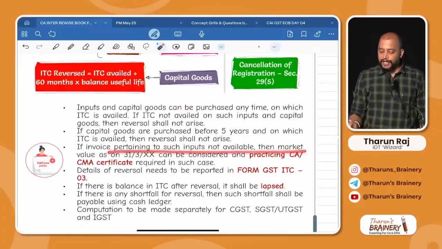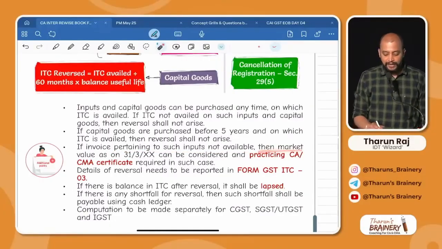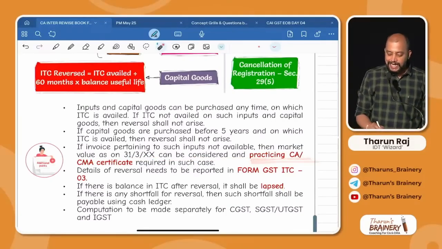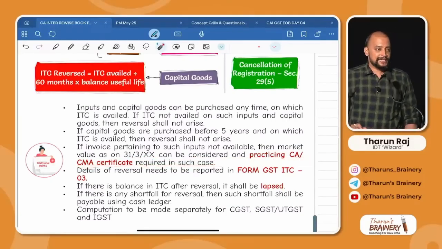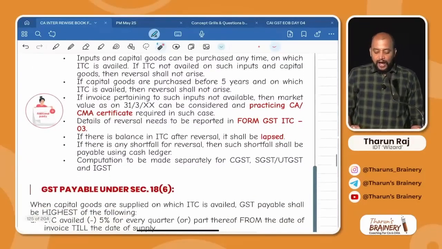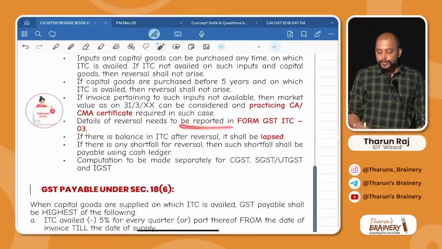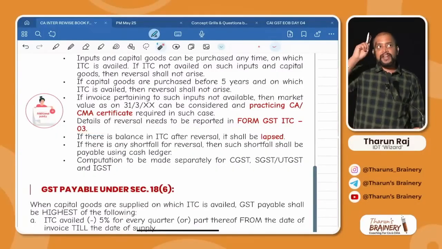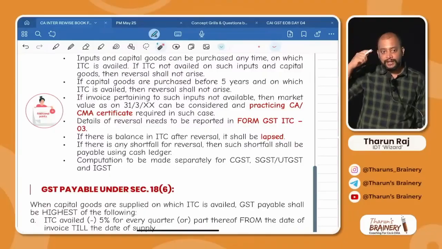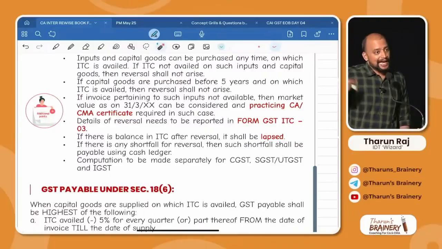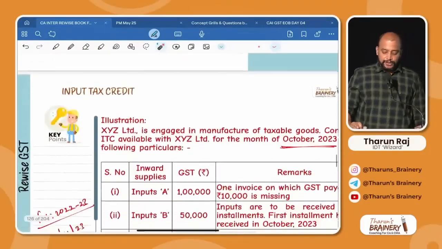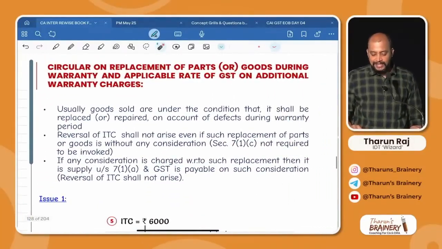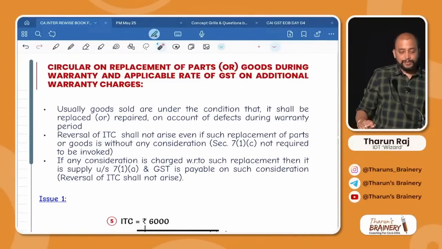If the invoice pertaining to such inputs is not available, then market value as on 31/3 can be considered, and a practicing CA or CMA certificate is required in that case. Is it clear? Next, all these details of reversal need to be reported in form GST ITC 3. For availing ITC on closing stock, ITC 1. For reversal of ITC on closing stock, ITC 3. So with that, we completed input tax credits, and there is a circular on replacement of parts.